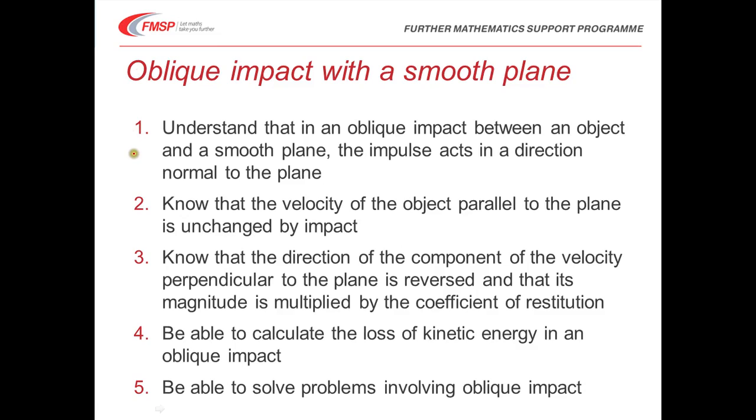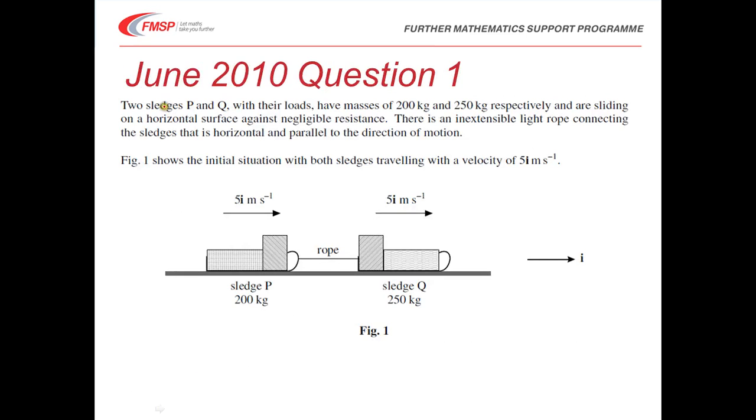You need to have the techniques for oblique impact with a smooth plane. So impulse acting in a direction that's normal to the plane, to know that the velocity of the object parallel to the plane is unchanged by the impact, to know that the direction of the component of the velocity perpendicular to the plane is reversed and that the magnitude of that is multiplied by the coefficient of restitution, to be able to calculate loss of kinetic energy in an oblique impact and be able to solve problems surrounding this particular topic.